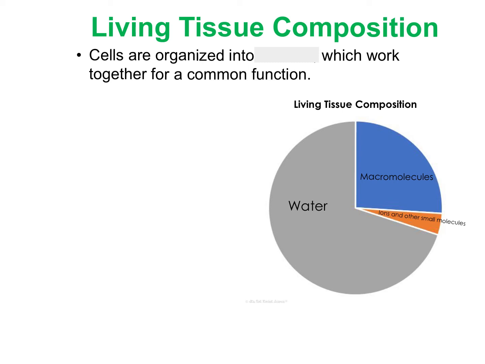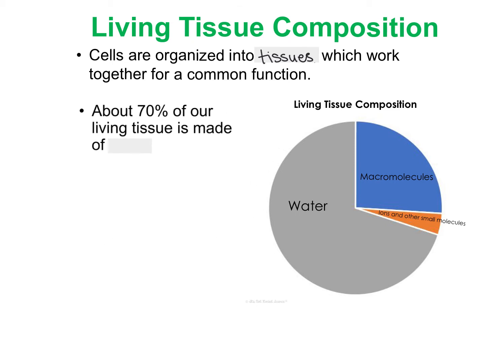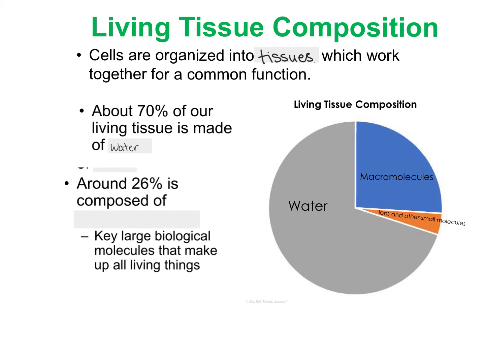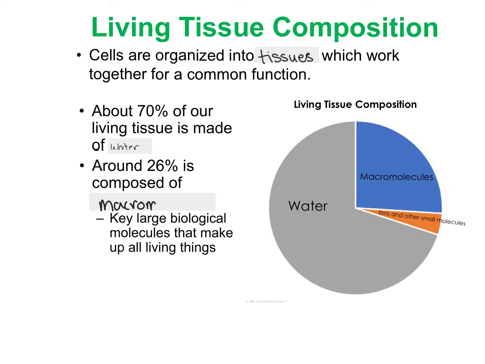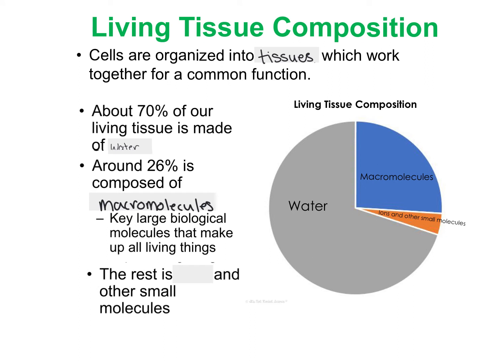As we said in the last section, cells are the basic unit of life. So now our cells are going to be arranged into tissues which work together for a common function. About 70% of our living tissue is made of water. Around another 26% is composed of macromolecules. And these macromolecules are large biological molecules that make up all living things. Everything else is ions and other small molecules.